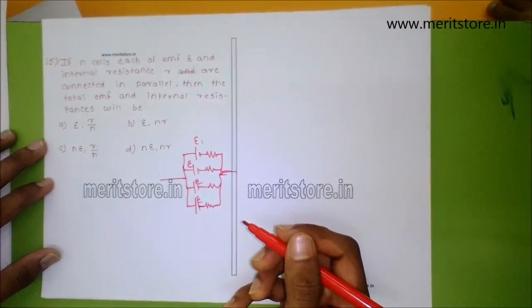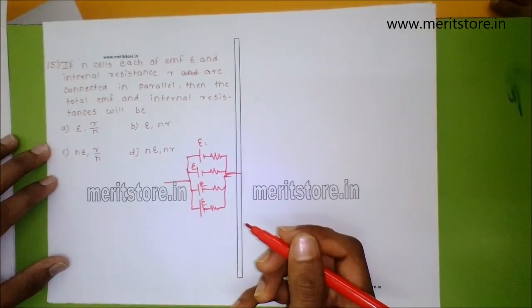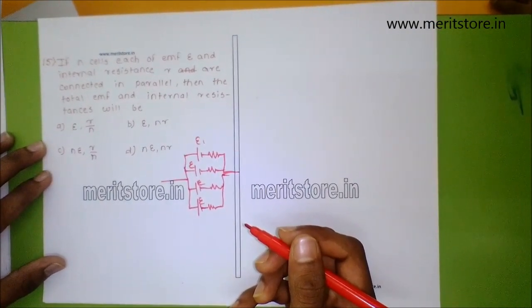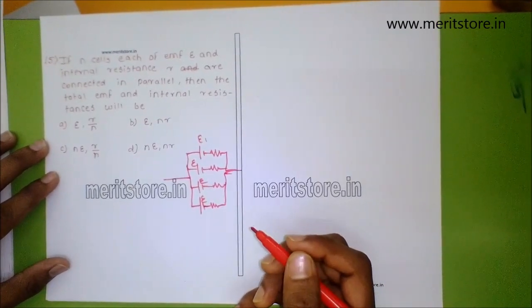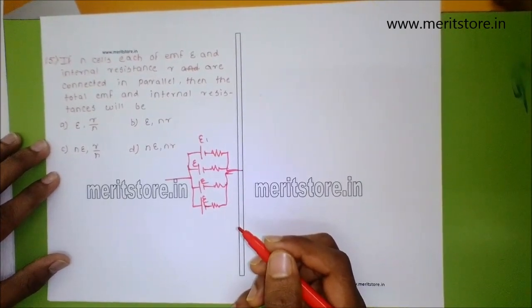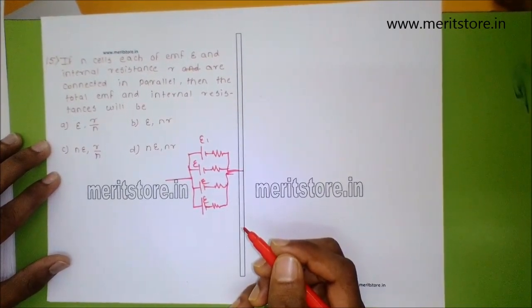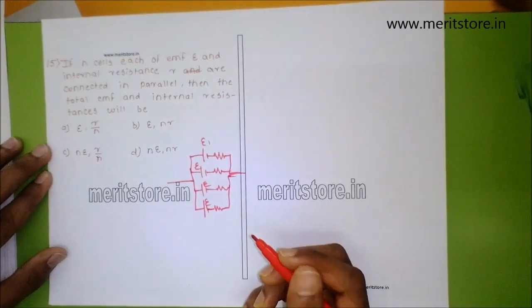If n cells each of EMF epsilon and internal resistance R are connected in parallel, then the total EMF and internal resistance will be, we have 4 options. Option A, epsilon and R by n. Option B, epsilon and n times R. Option C, n times epsilon and R by n. And option D, n times epsilon and n times R.